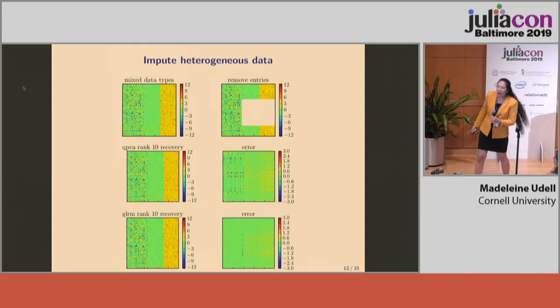Now I can try using a loss function that's actually adapted to each kind of data. So here I'll use a Huber for the real value data, I'll use a hinge loss for the Boolean data, and I'll use an ordinal hinge loss for the ordinal data. And you see the error goes down substantially. So using a loss function that's adapted to the data really helps.